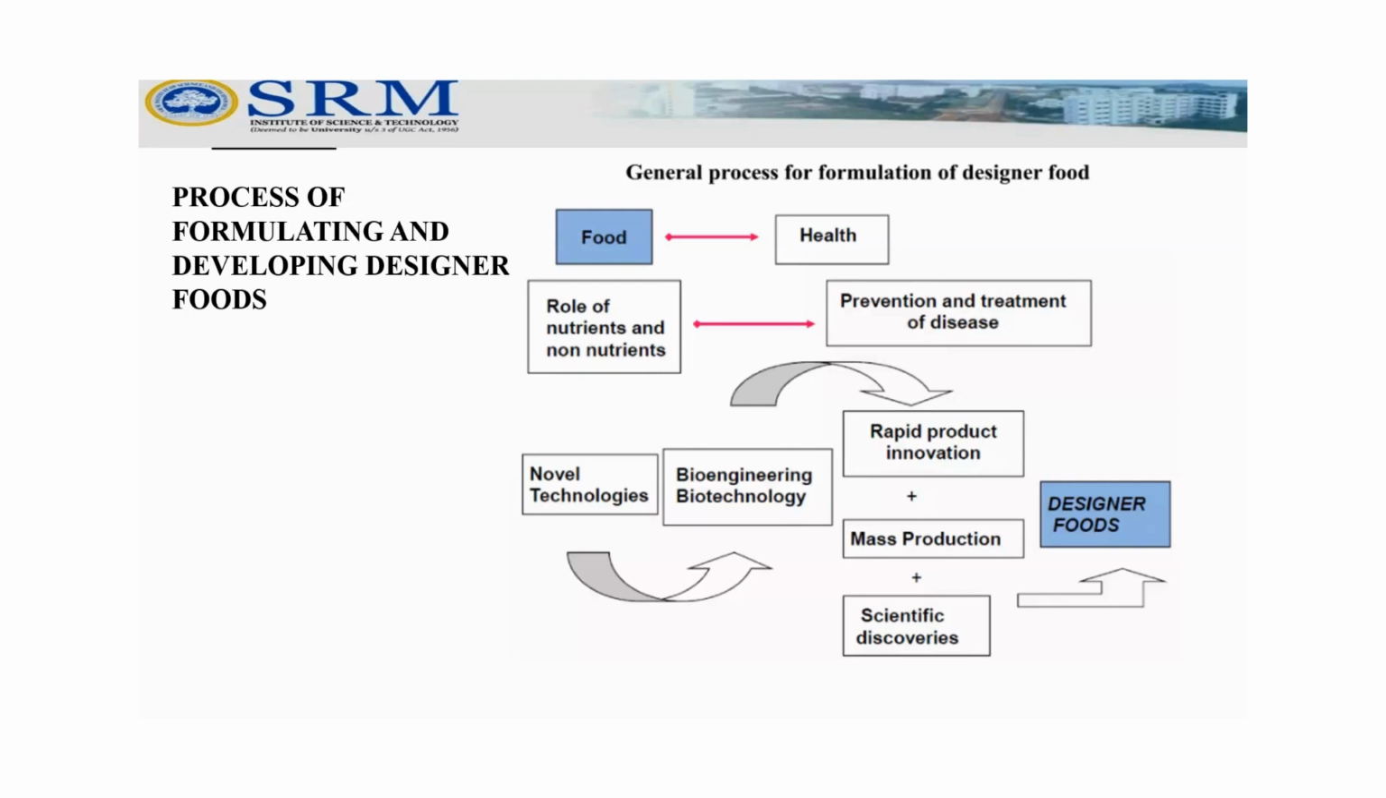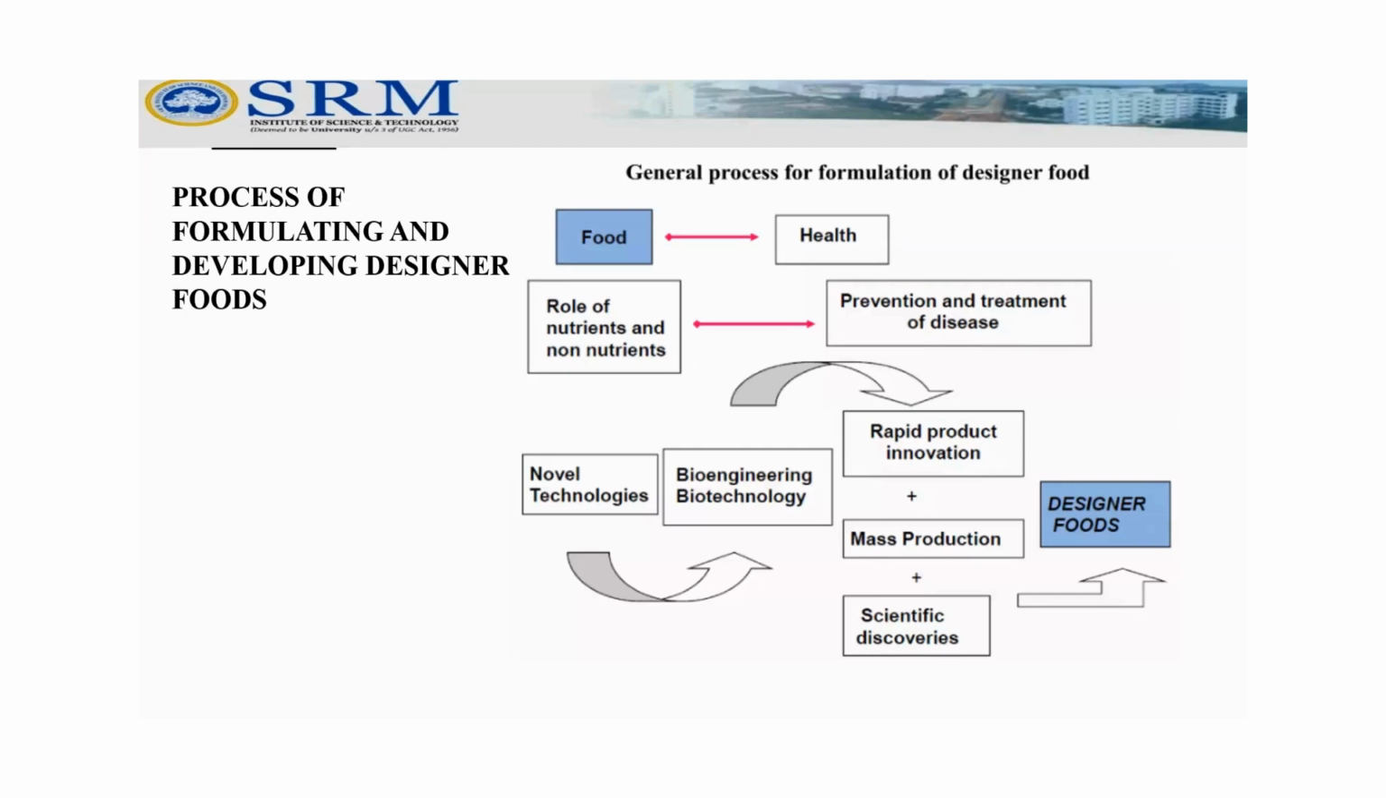It is a very unique process, compared to the regular process. In the regular process, first we have to identify a novel technology. It could be a food technology aspect, bioengineering aspect, or biotechnological aspect. Then after developing a product, we can go for rapid production, product innovation, mass production, then scientific discoveries. When it comes to regular food product development, scientific discoveries may not be very important. Only after novel technology development, rapid production, product innovation and mass production lead to product commercialization.